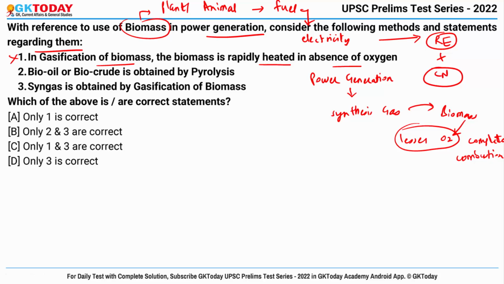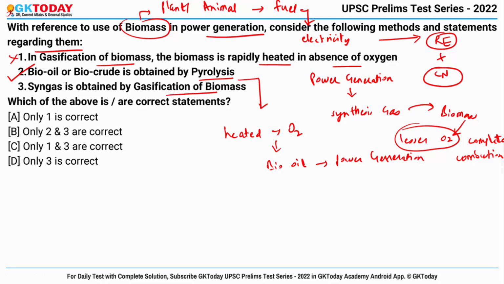Second is bio-oil or bio-crude obtained by pyrolysis. Actually, in the pyrolysis method, the biomass is rapidly heated in the absence of oxygen to produce a bio-oil, which is then used for power generation. So this is right. And third is syngas is obtained by gasification of biomass.